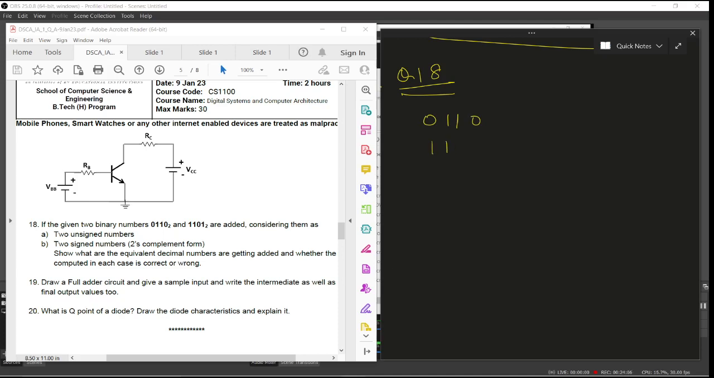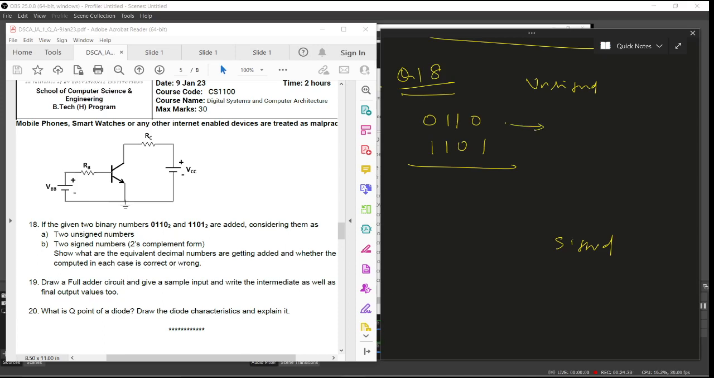So 4-bit numbers are given. Both are binary numbers. Now as I mentioned, you need to treat them as unsigned numbers and understand the result, and treat them as signed numbers and understand the result. The addition that is going to be performed is the same. It is not going to be different, but how you look at the answer is going to be the difference here.